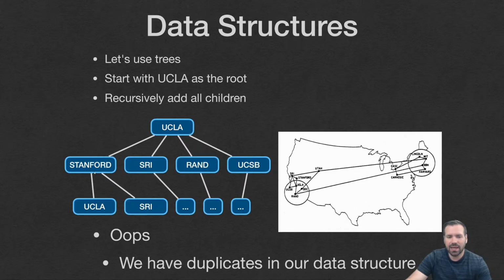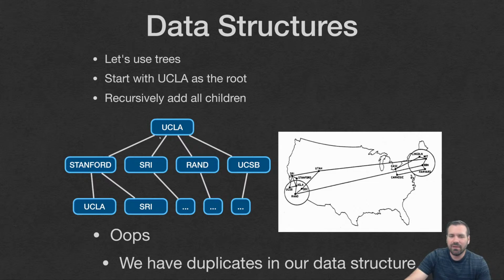So we have UCLA and SRI as the child nodes of Stanford, and we immediately run into an issue. Here we have Stanford with UCLA as a child and UCLA as a parent. That's kind of weird, and we're obviously going to go infinite here. UCLA, when we visit it again, is going to have Stanford as a child, which has UCLA. We're going to have an infinite size tree, which we can address.